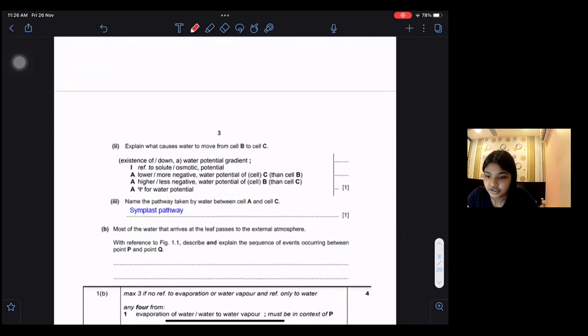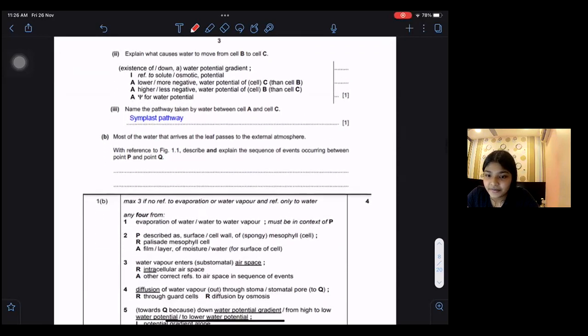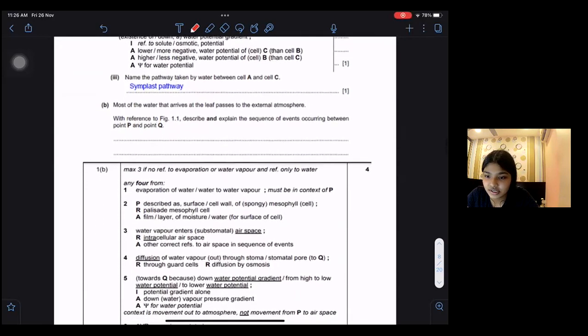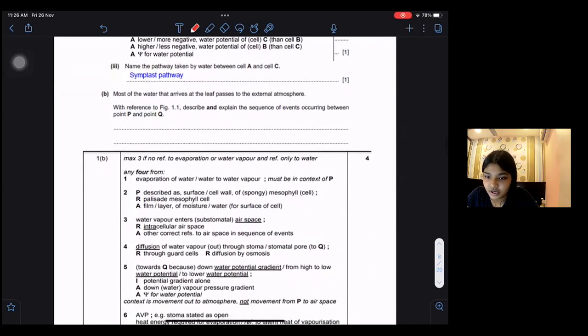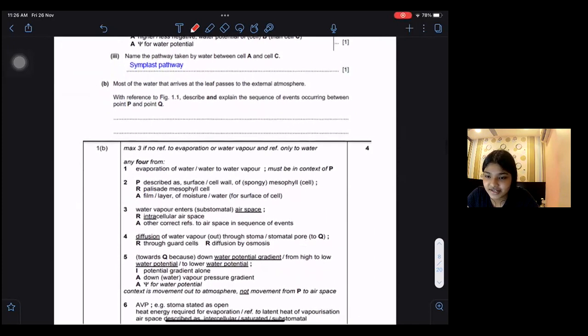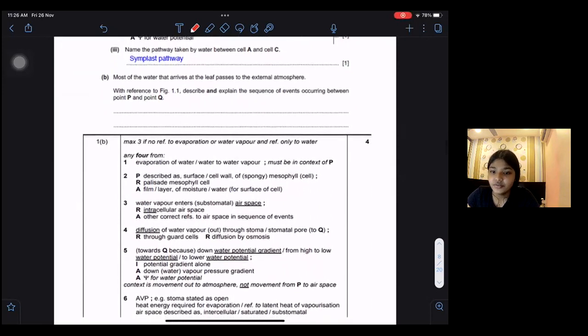So next question. The next question says that most of the water which arrives at the leaf passes to the external atmosphere. With reference to figure 1.1, describe and explain the sequence of events occurring between point P and point Q. Point P is basically the cell walls of the spongy mesophyll cells, and point Q is the atmosphere. So the question is basically asking us to describe the sequence of events which takes place in transpiration.